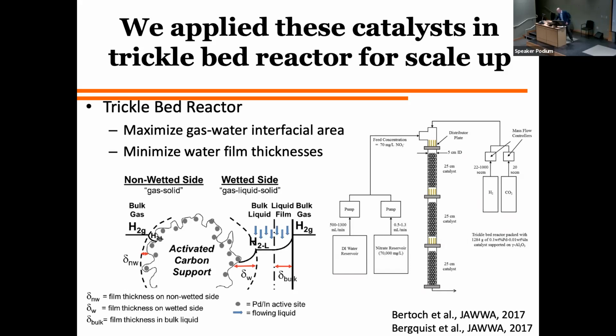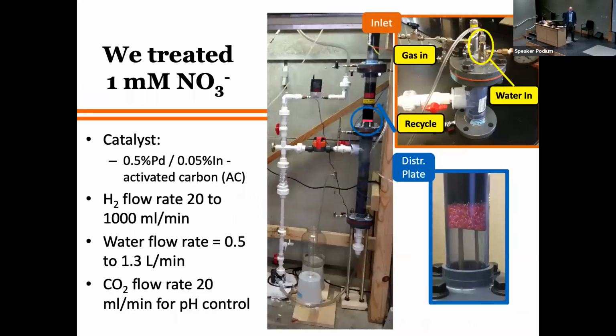And so we built this thing. It never looks quite as pretty as the drawing. There it is. We went to Home Depot and bought a bunch of PVC stuff and other things. We varied hydrogen flow rates over a pretty large range. We varied water flow rates, a little narrower range, but still over what we thought would be a full enough range to explore the effects of different regimes of flow within this trickle bed reactor. And we use CO2 again for pH control.